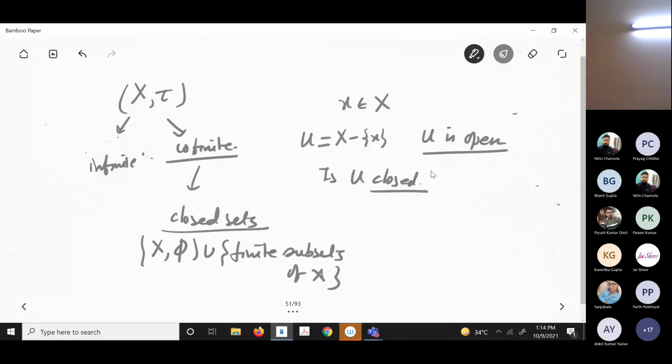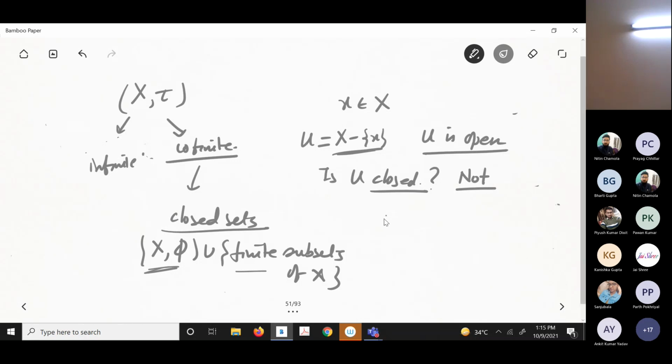Okay. Now look, this is not whole X. This is not empty. So this is none of them. And since X is infinite, this is infinite. This is none of them. So this is not closed. Got it? That means it's not closed.